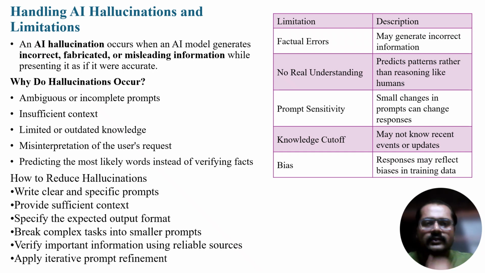How to reduce hallucinations? You need to write clear, specific prompts, provide sufficient context, specify the expected output format. Break the complex task into smaller prompts. For example, if the task is complex, break it into smaller prompts. Verify important information using reliable sources. Apply iterative prompt refinement. These are the techniques used to reduce AI hallucinations. Limitations.